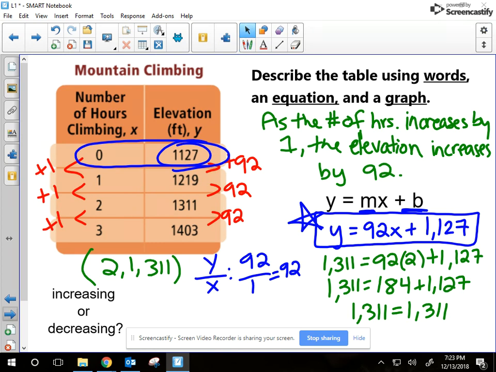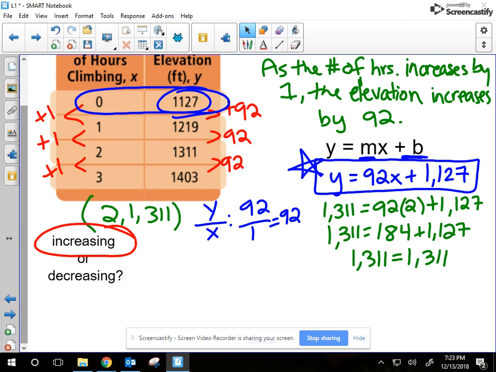Our final step is to make that graph. When we look at our table, we see that all of the values are increasing. As the number of hours increase, the elevation also increased. So we know that our graph needs to be increasing. Let's make that graph.